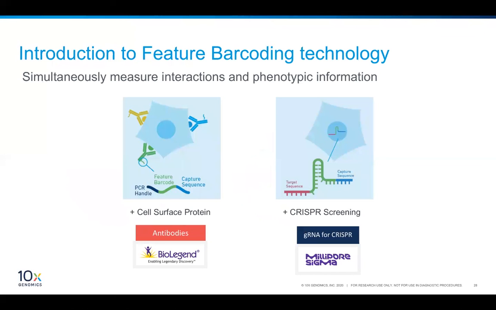So what are these features? These features can be oligonucleotide-conjugated antibodies, if you're looking at cell surface protein profiling, or they can be small guide RNAs for CRISPR experiments. All in all, the Chromium single-cell gene expression solutions with the feature barcoding technologies combine the feature detection with the unbiased readout of the transcriptome from each single cell.